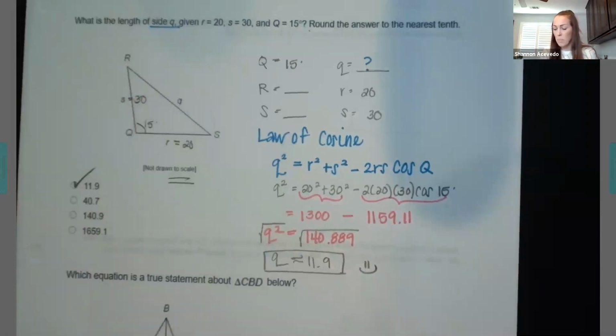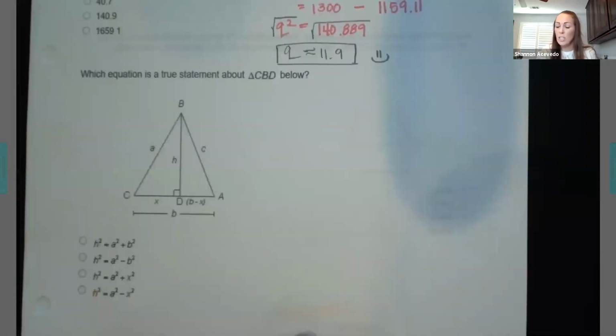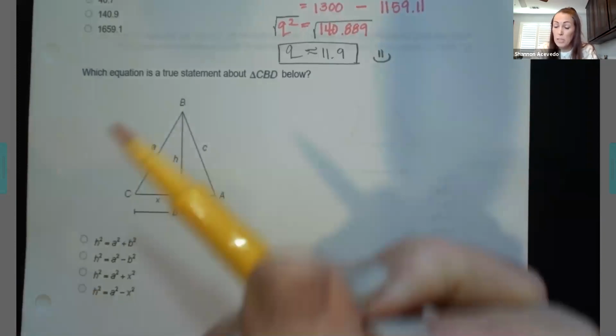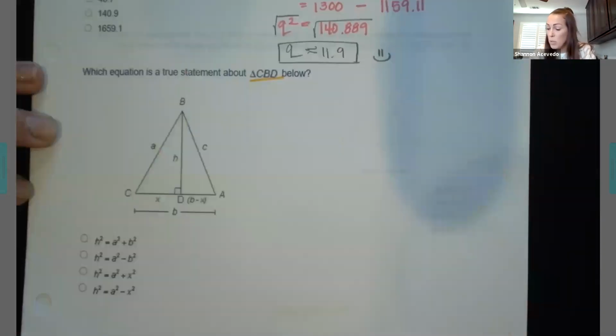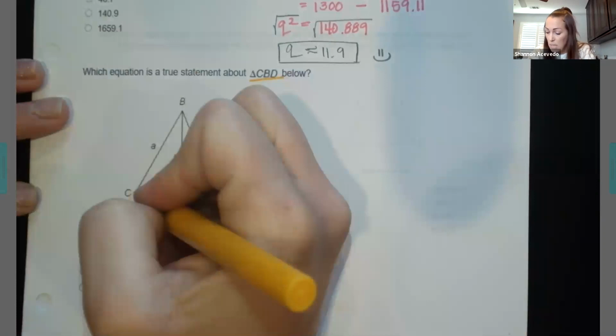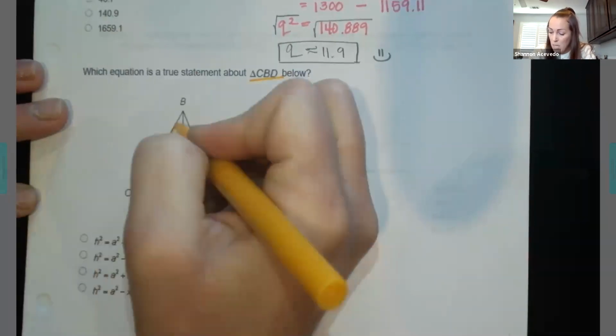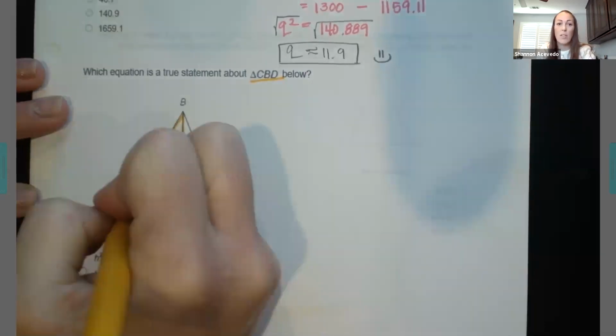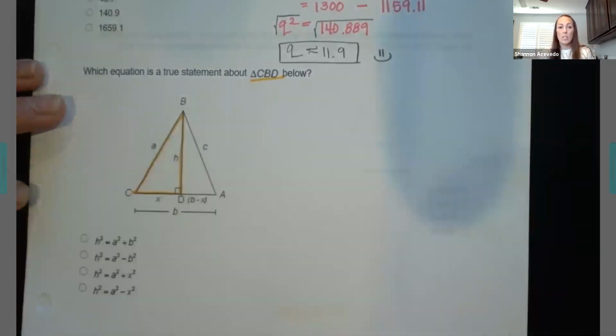So, law of cosines problem. This next one says, which equation is true about triangle CBD? So I'm going to focus in on my triangle CBD. When we talk about triangle CBD, it's from C to B to D. So they're talking about this triangle right here in the yellow. So which one of these is true?